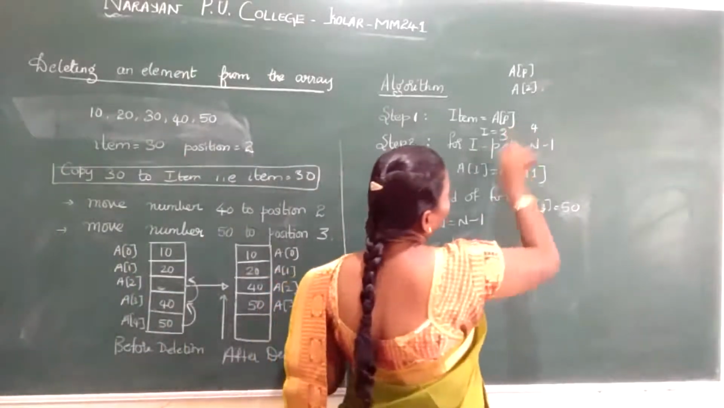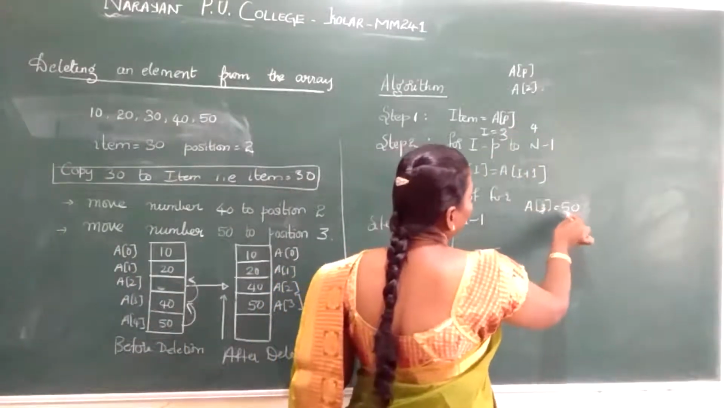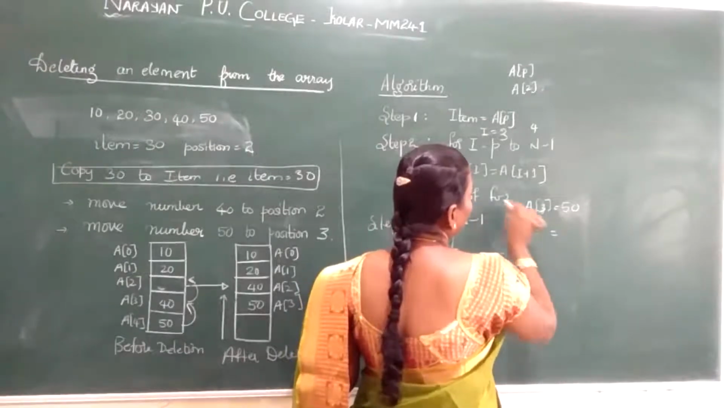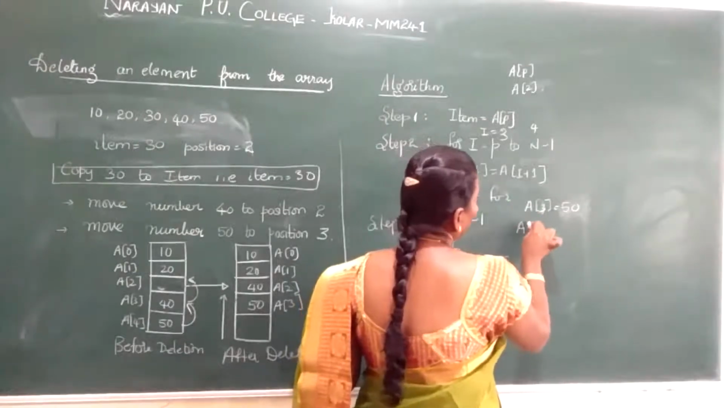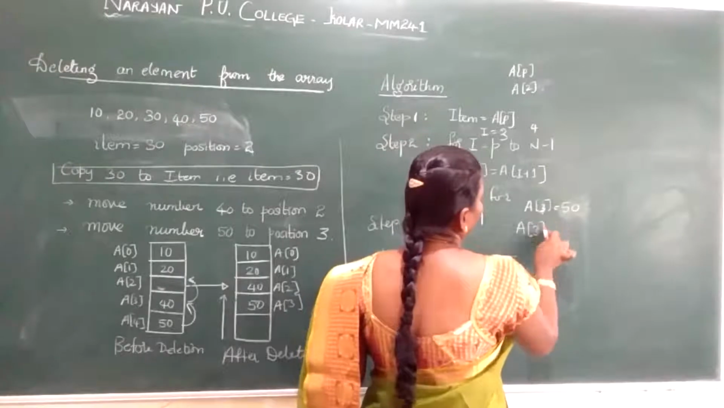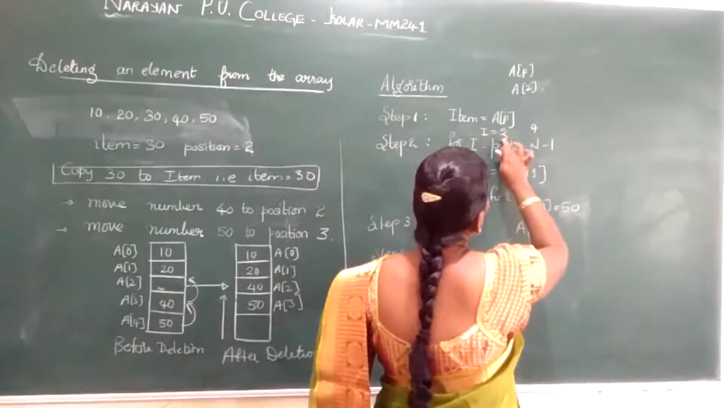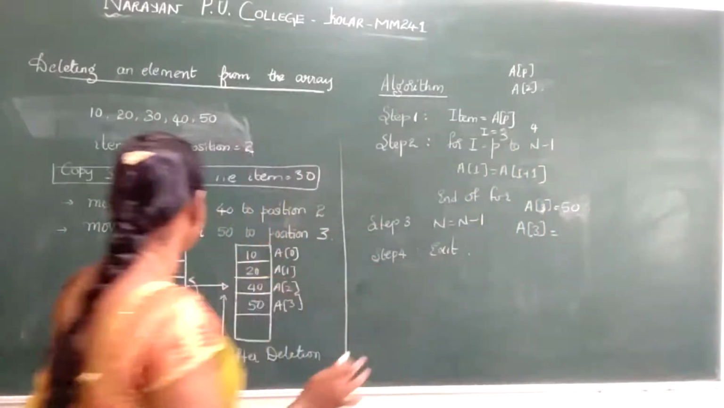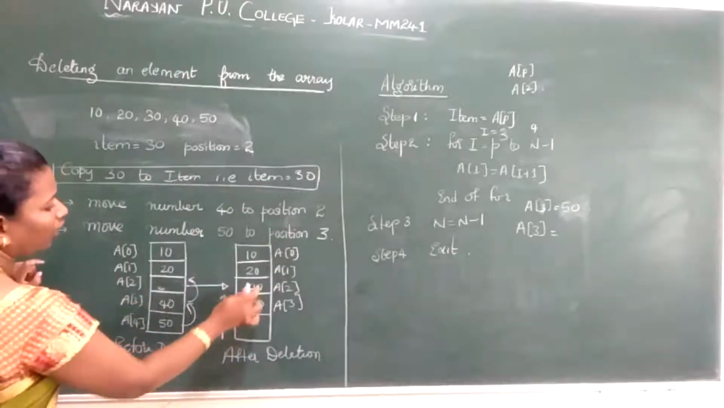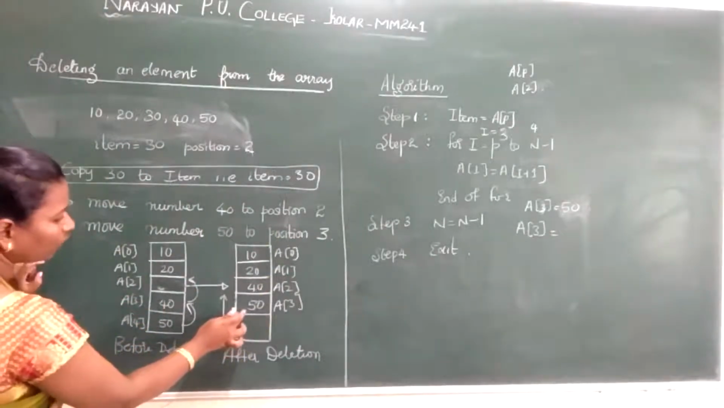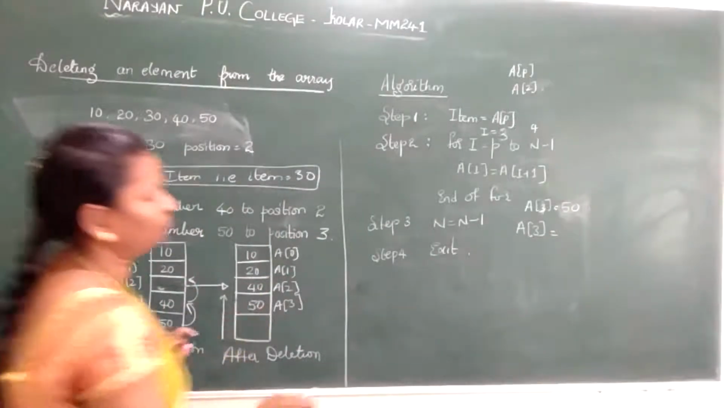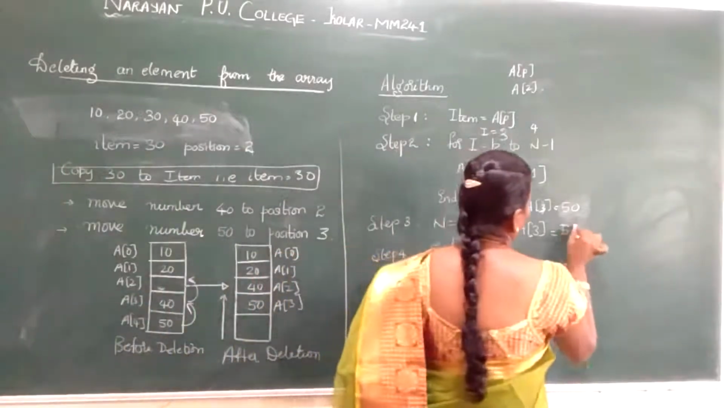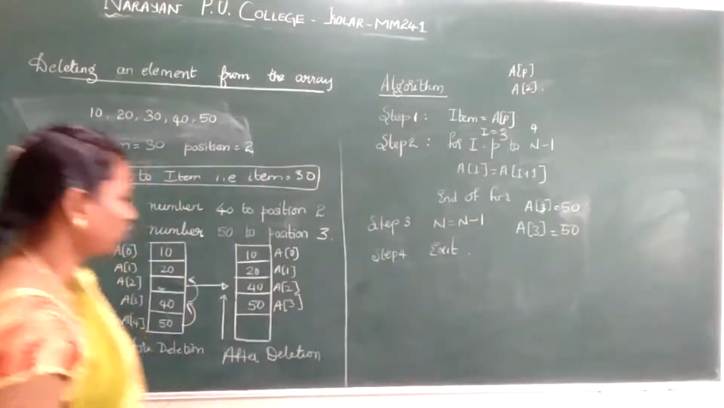So that is, I value is now 3. What is A of 3? 50. So 50 I will give to A of 3. So A of I value was initially, now A of 3 is 50. Now 50 will go to the position 3.